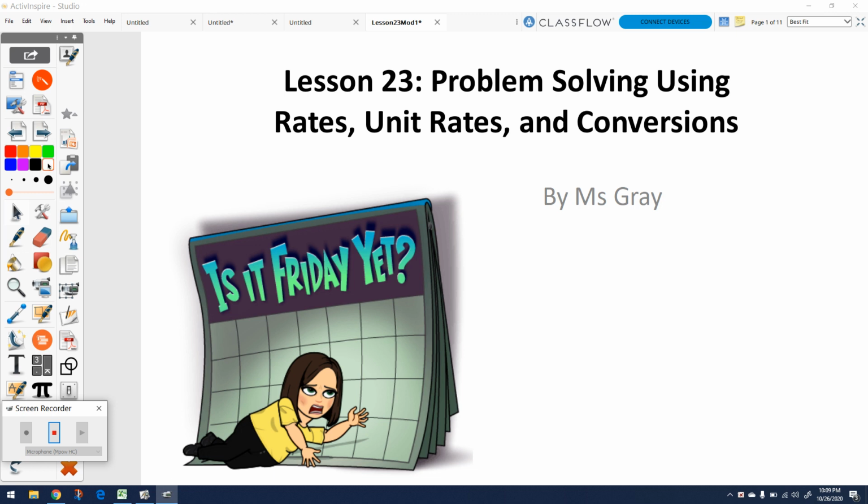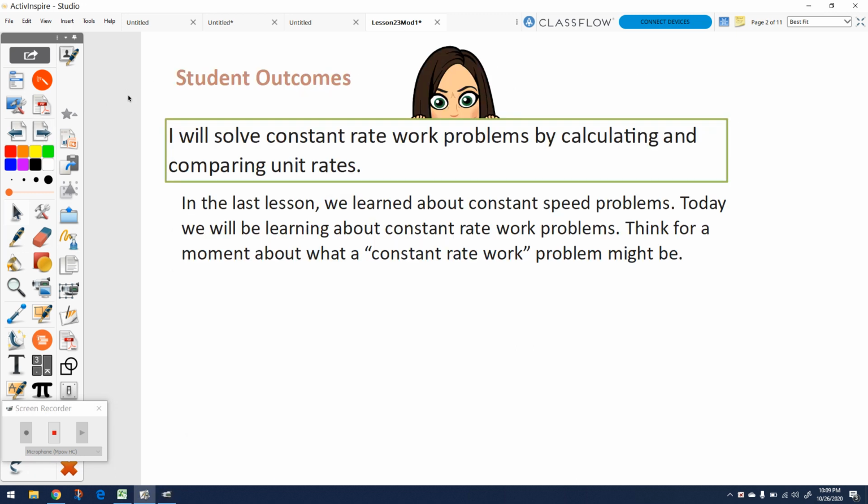All right, looking at lesson 23, problem solving using rates, unit rates, and conversions. So the goal for today is that you'll be able to solve constant rate work problems by calculating and comparing unit rates. Now, in the last lesson, we learned about constant speed problems. We did distance is rate times time. Today, we're going to learn about constant rate work problems.